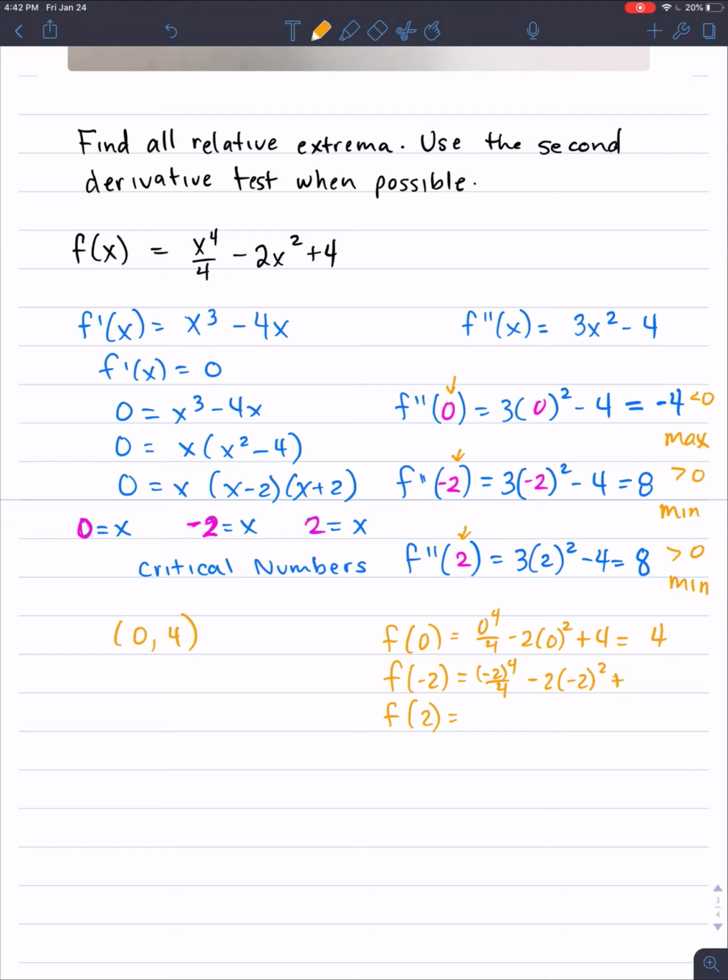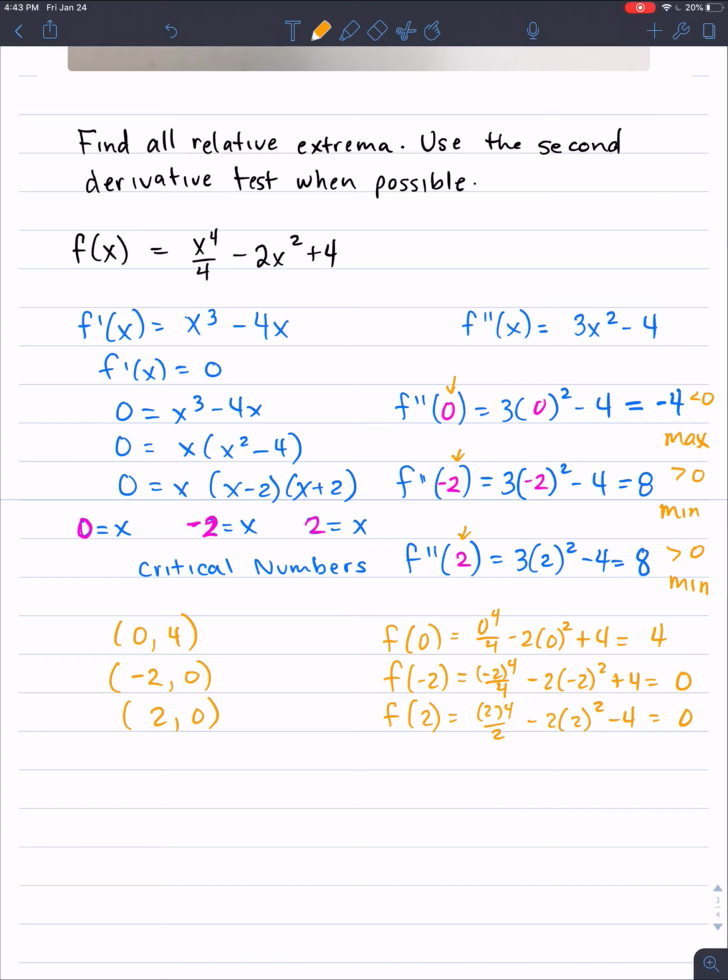Everywhere there's an x, plug in negative 2. Simplify that, you get 0, so the ordered pair is negative 2, 0. And we're going to do it one more time with positive 2. 2 to the 4th minus 2 times 2 squared times 2. And we get 0 again, so this one's positive 2, 0.